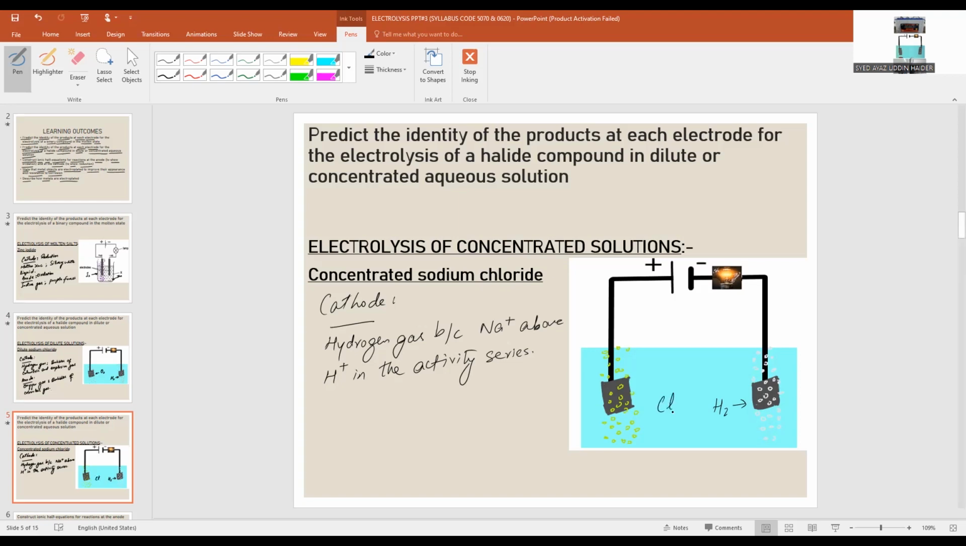Chlorine gas will be discharged as a yellow-green gas. This is because of the higher concentration of chloride ions as compared to hydroxide ions in the solution. So at the anode, chlorine gas because of higher concentration of Cl- ions.